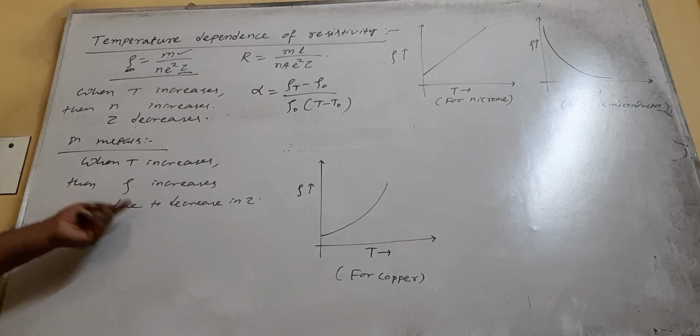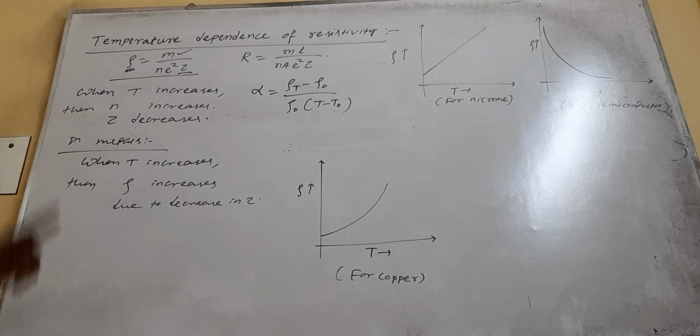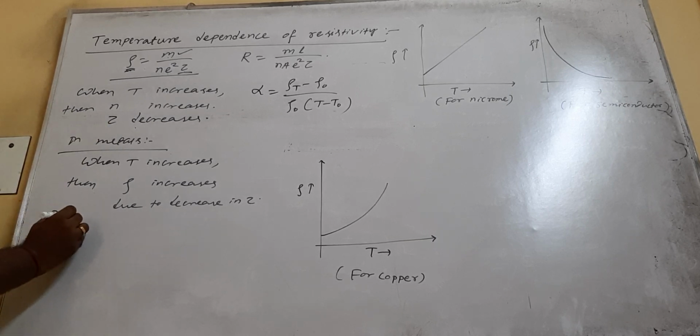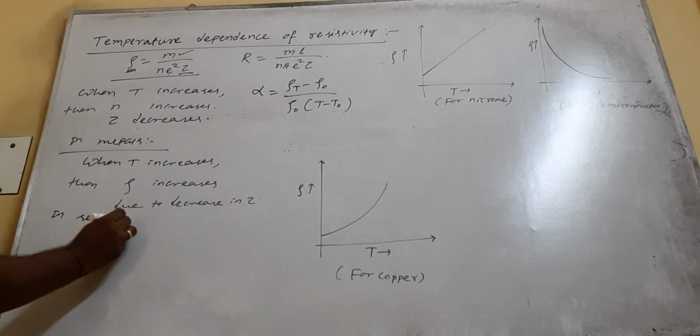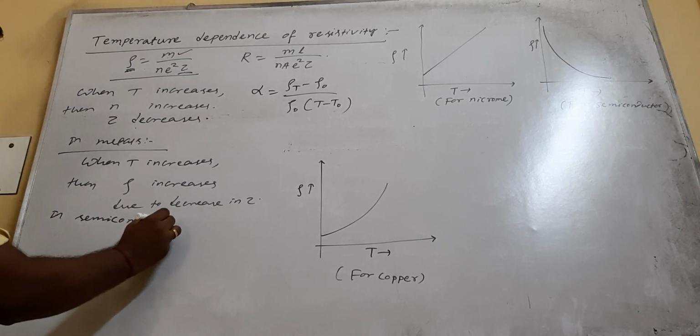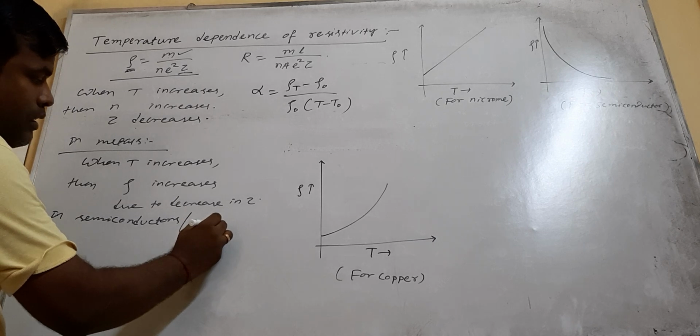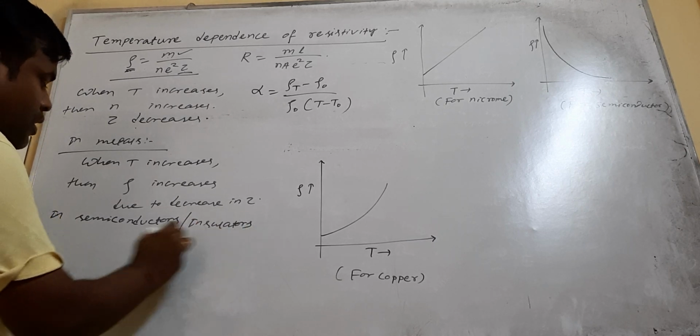Repeating again, here also N increases, but the decrease in tau dominates the increase in N. So the resistivity increases in the case of metals. But in the case of semiconductors or insulators, what happens?